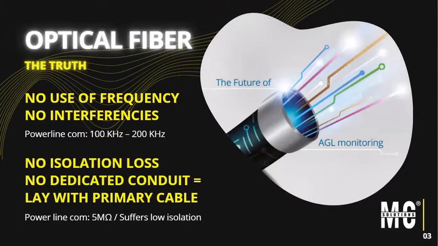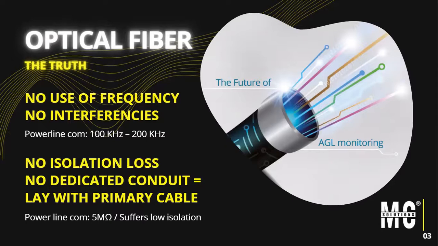So we invite you to abandon some false beliefs about optical fiber. The truth is that optical fiber does not use frequency to send data, so we do not have interferences. On the other hand, power line communication needs from 100 up to 200 kilohertz. We do not have any issue connected to isolation loss. So we do not need any dedicated conduit, any dedicated pipe to lay down optical fiber.